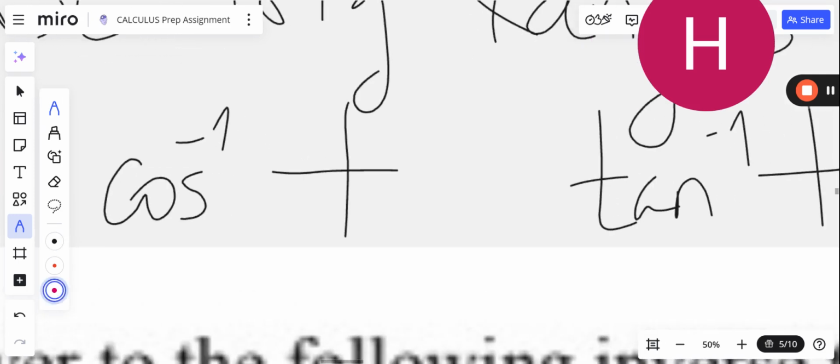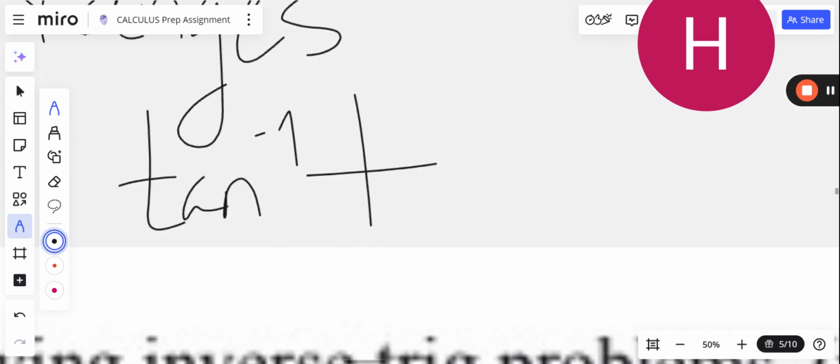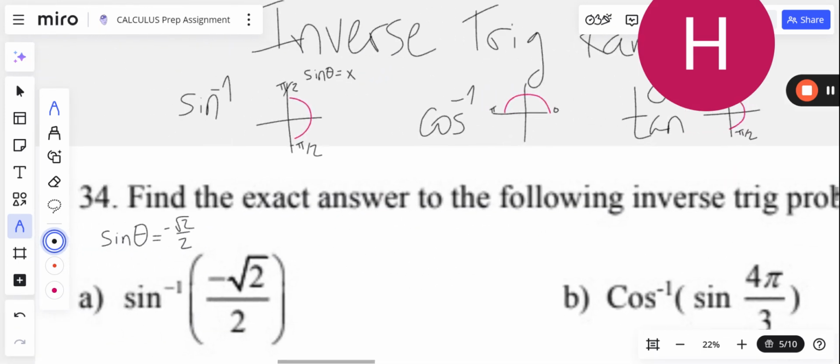Now the range for cosine inverse stretches from angle 0 to pi. I won't get into why. I'll talk about that in a different video. Go check it out if you want to. And tan inverse follows the same pattern as sine inverse. So we go from -pi/2 to pi/2. Okay, let's see how that's going to help us with some of these.